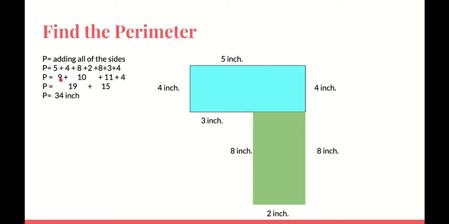Then here I do 9 plus 10 is 19. 11 plus 4 is 15. So when I add those 2 up, we get 34 inches is my perimeter.